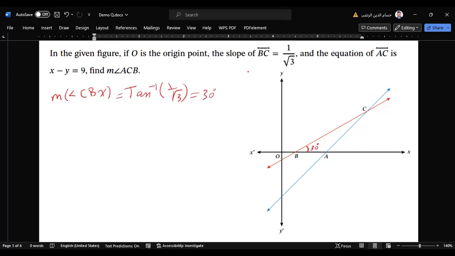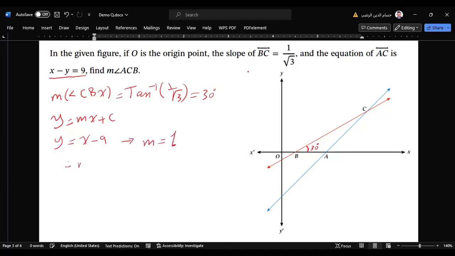And from the equation of AC, the blue one, it said to me that x minus y equal 9. I like to put it in the form of y equal mx plus c. So if I take y out and put 9 here, it will be y equal x minus 9. Here, the slope is 1, and the y-intercept is negative 9. This gives me the slope equal 1.